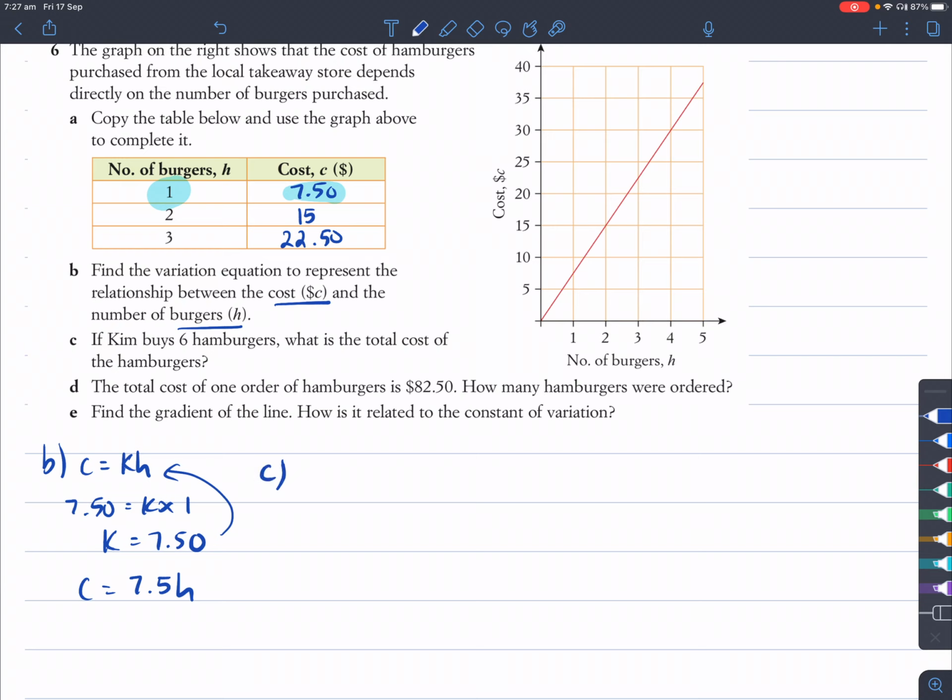So this makes it perfect for question C, because it says here, if Kim buys 6 hamburgers, what is the total cost? So all we do is we put the number 6 here for 6 hamburgers. So 7.5 times 6. That will give us $45.